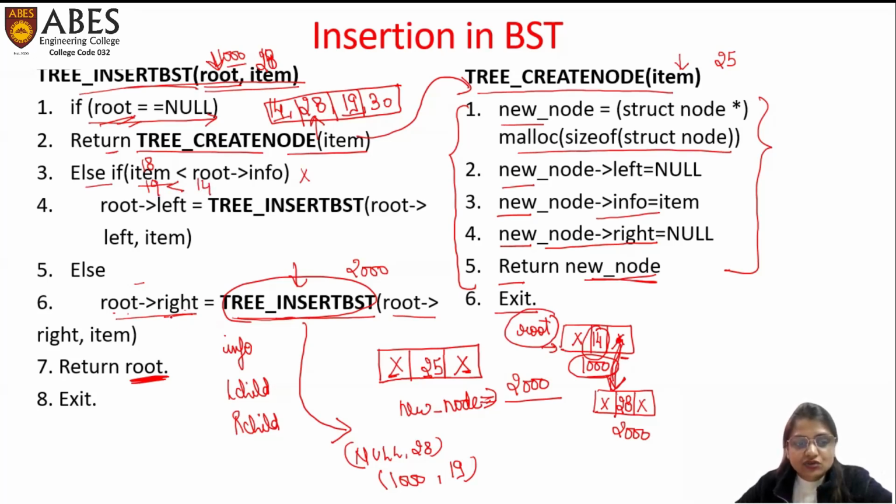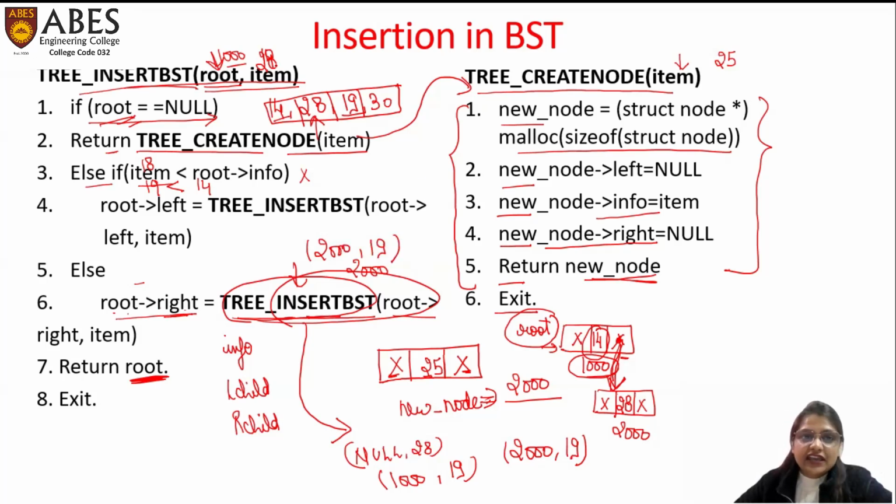Then again, it will go to the root right part and it will again invoke the same procedure. The new value passed here will be root right. What is the root right address here? It is 2000. Then it will invoke 2000, comma item, which is the new item, 19. Then this procedure will be invoked again for the new values, that will be 2000 and 19. We will again invoke this function, and the value passed here will be 2000, 19.